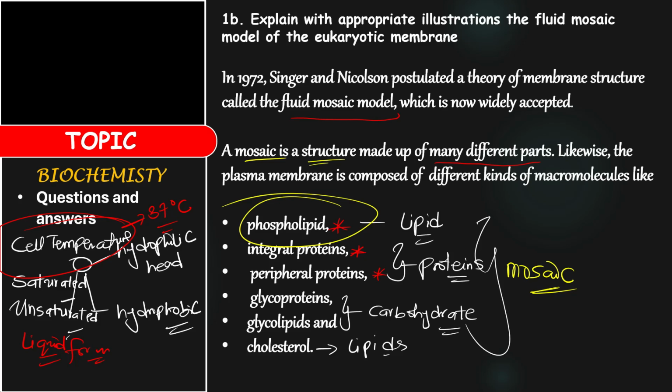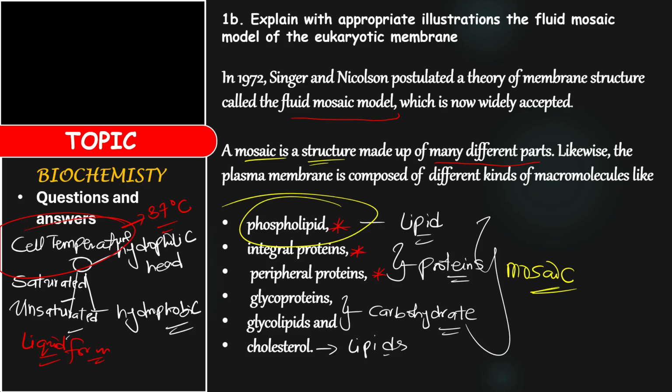Have you seen those sea plants where they will be floating? Ice is less dense than water, so you see ice floating on top of the water. So you have a fluid with the integral proteins, peripheral proteins, and the glycoproteins, glycolipid, cholesterol. They are floating on top, and that is what they now call the fluid mosaic model.